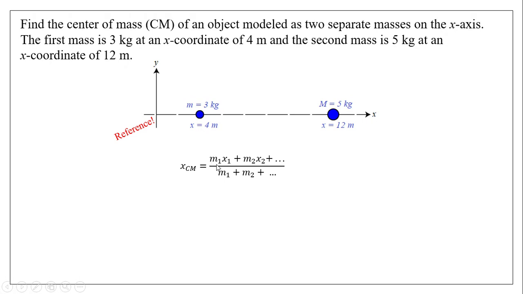I'm just going to write out two terms. Here's m1 x1 plus m2 x2 plus dot dot dot. But this particular diagram only has two masses, little m and big M. So I'm just going to go ahead and start with two terms.